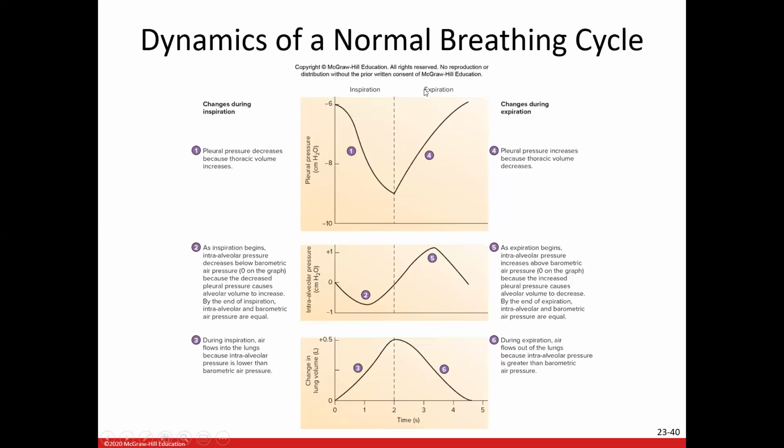Then during the expiration phase, when we're breathing out, we are going to have that pleural pressure increase, become more positive because we're having the thoracic cage close back in.